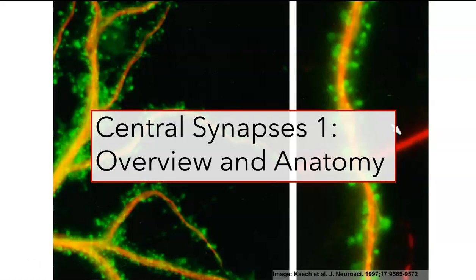In this video, I want to talk a little bit about the anatomy of central synapses, so synapses between two neurons found in the brain or in the spinal cord.